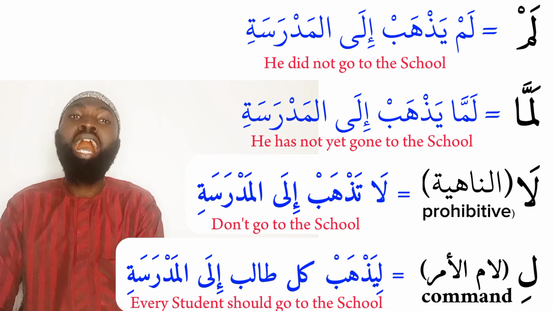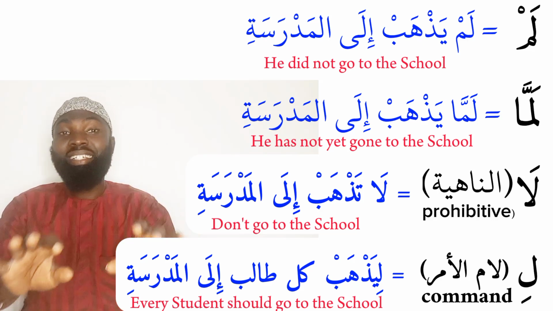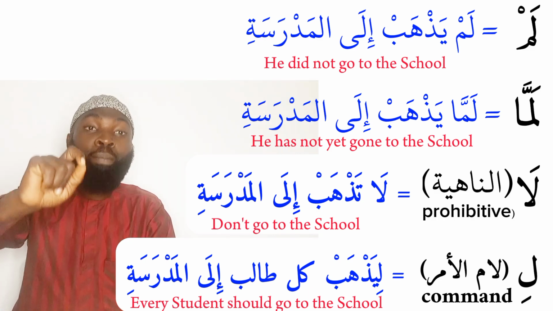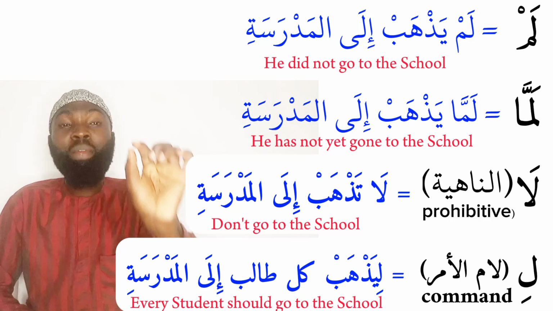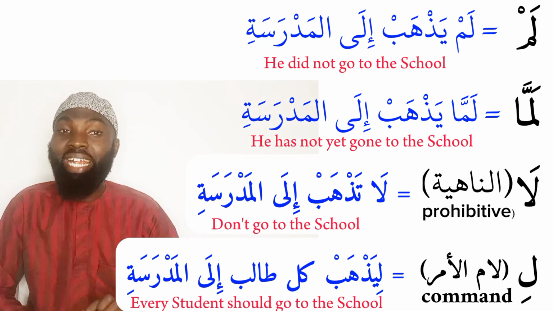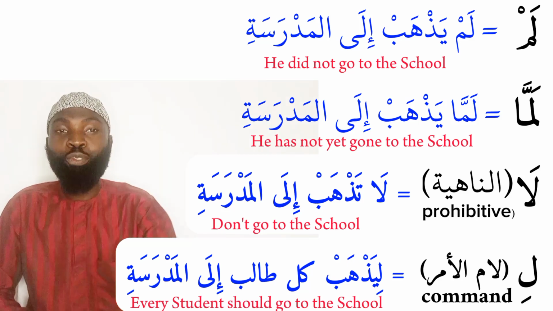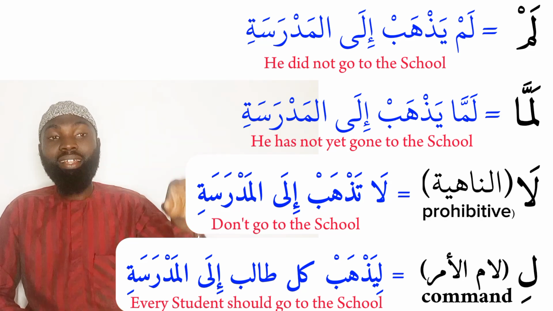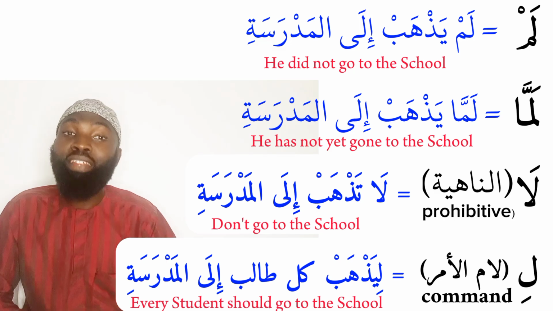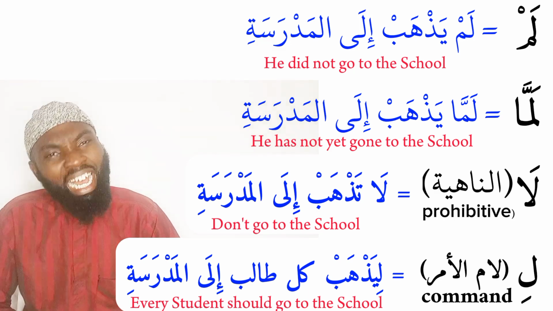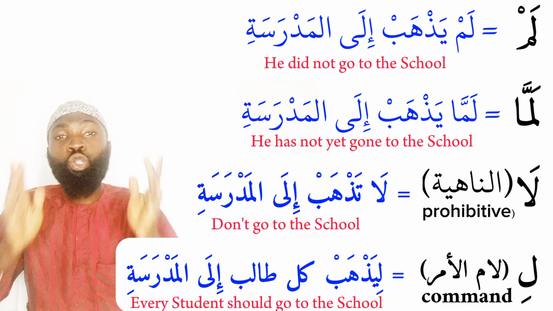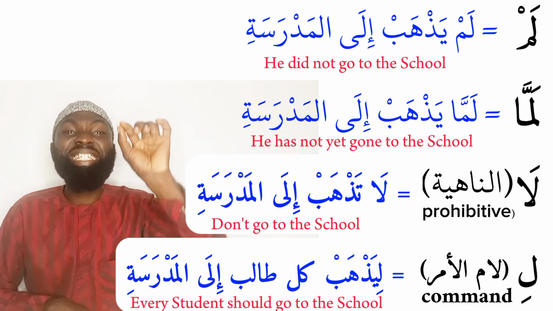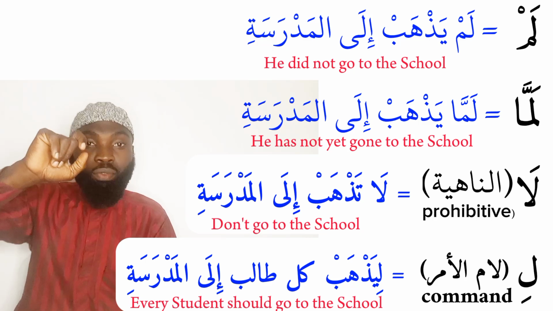Now, what is similar among these four particles? The similarity among these four particles is that each of them will make the verb coming after it come in the jussive case, in the majzum case, which is to have sukun. That's why you can see all the verbs here, yadhhab and tadhhab, that appear in all of these. All of them have what? They have sukun at the end of them. So today, this is what we shall be discussing: how these four particles only make a single verb to have sukun.